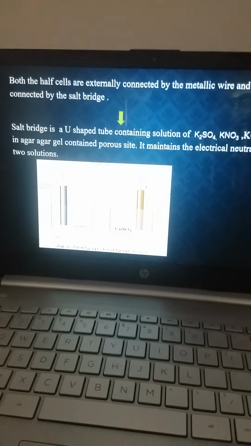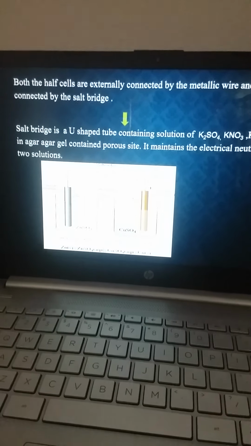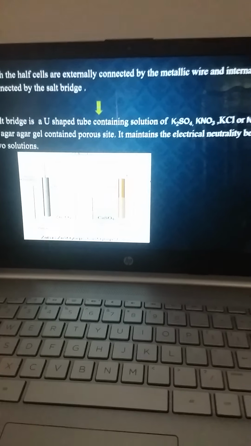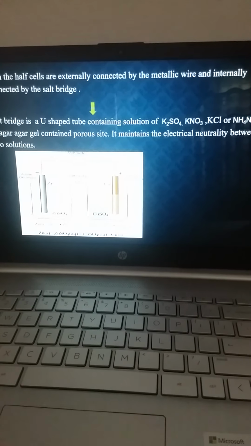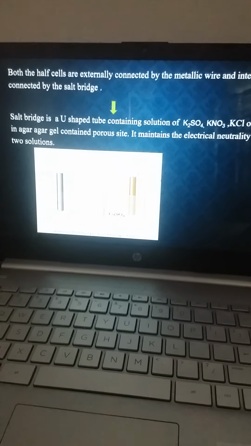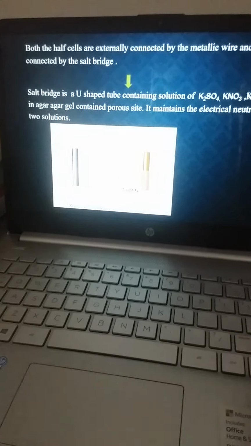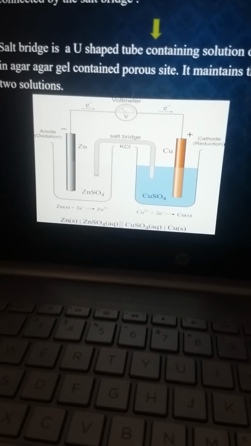This is very important. What is the role of the salt bridge? A salt bridge is a U-shaped tube containing a solution of potassium sulfate, potassium nitrate, potassium chloride or ammonium nitrate in agar-agar gel, with porous plugs. It maintains electrical neutrality between the two solutions. This is the role of the salt bridge. So in the picture you will observe a Daniell cell.